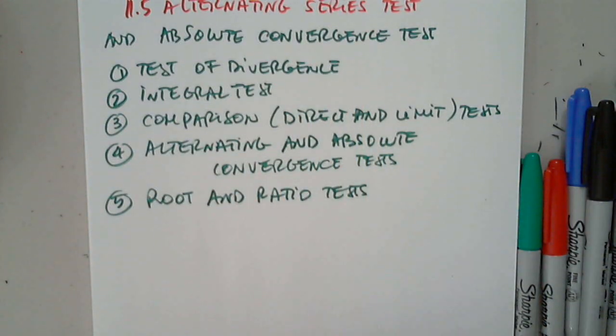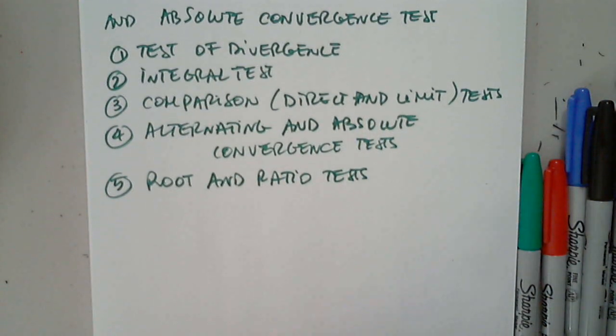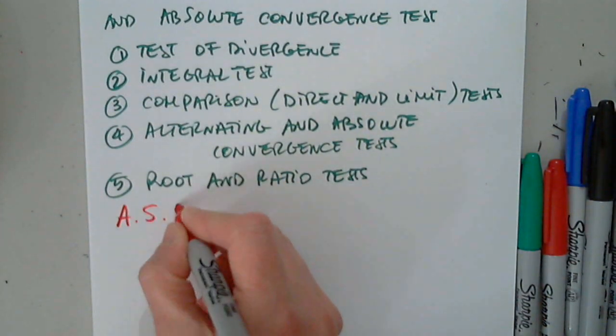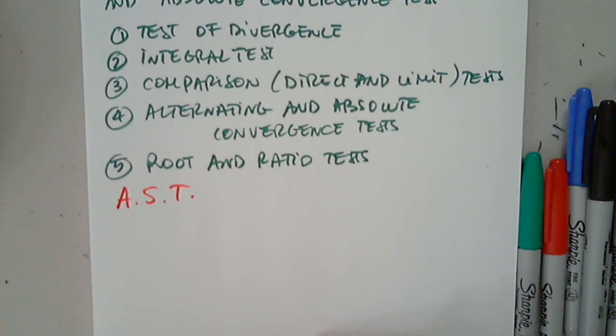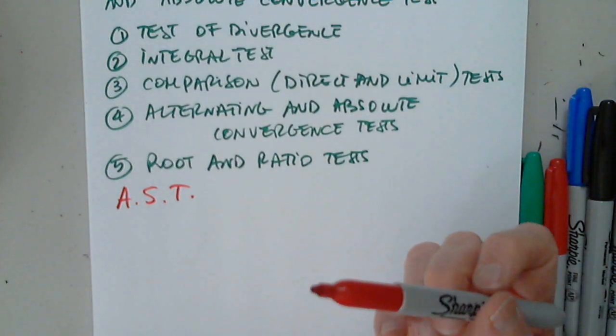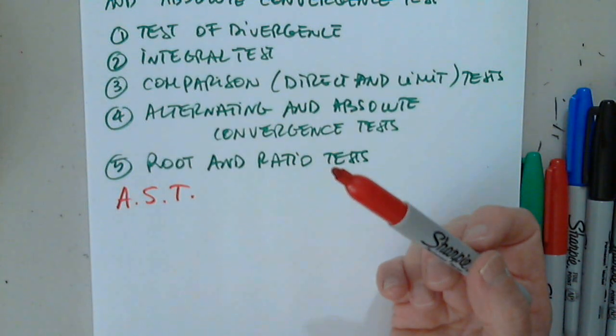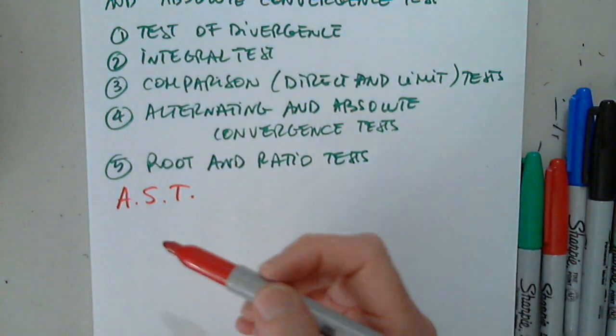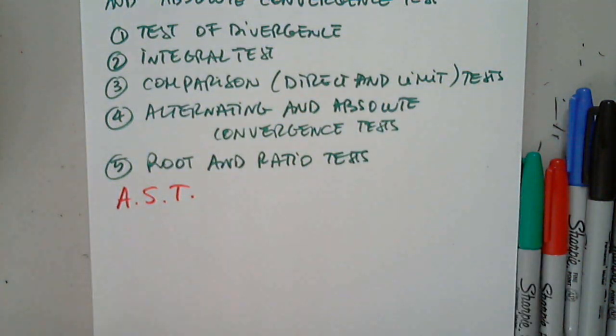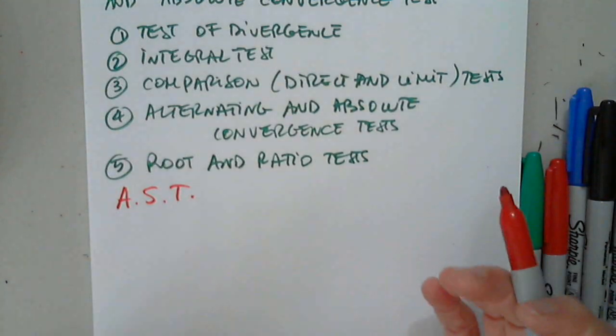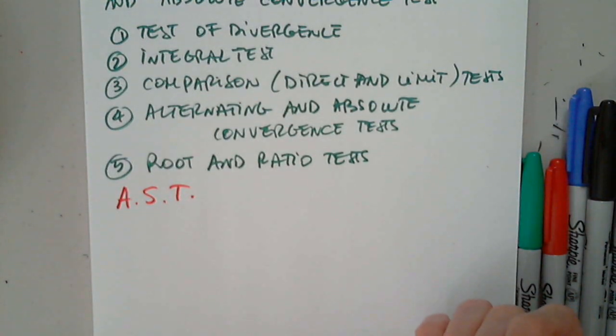So now let's continue with the alternating series test. So far we looked at series with positive terms. The alternating series test, of course, deals with alternating terms, positive and negative.